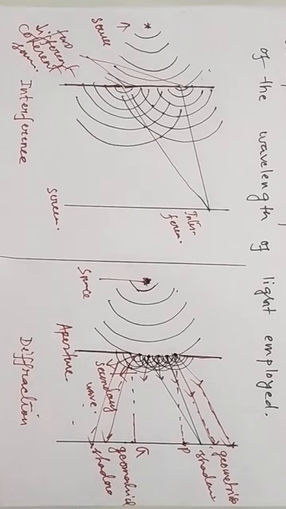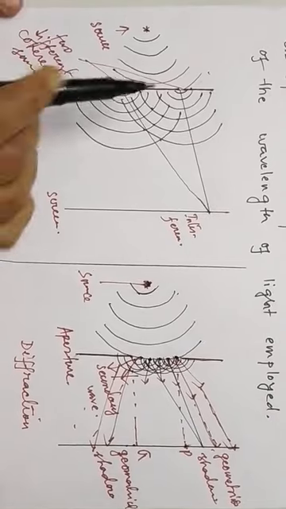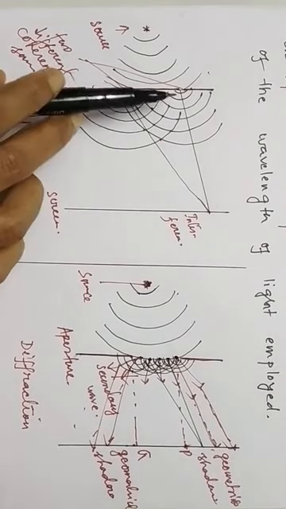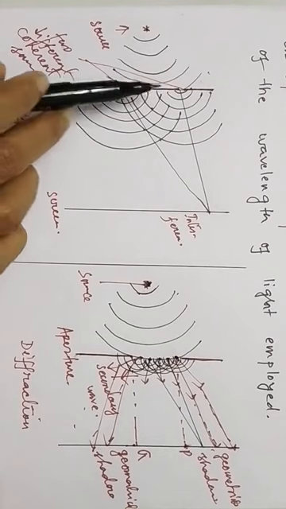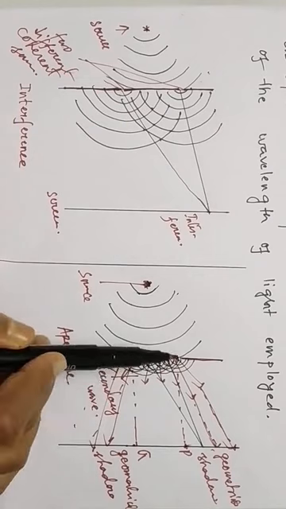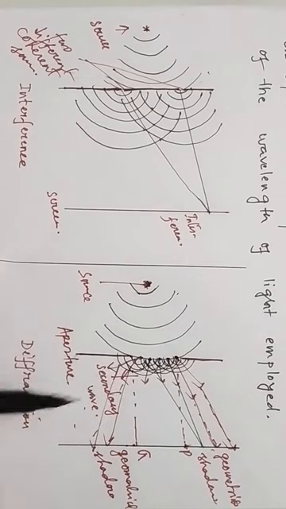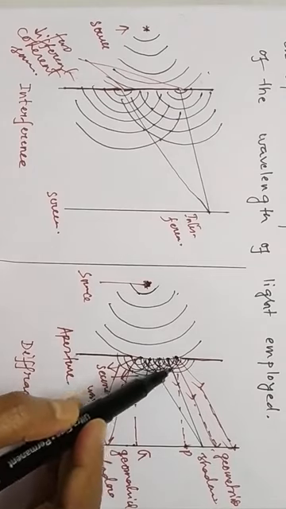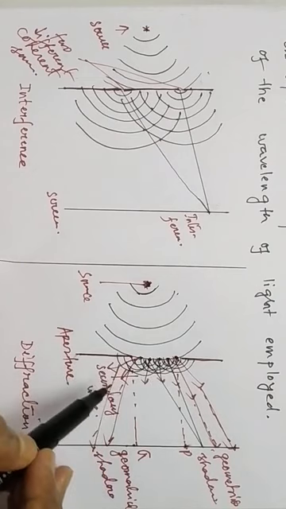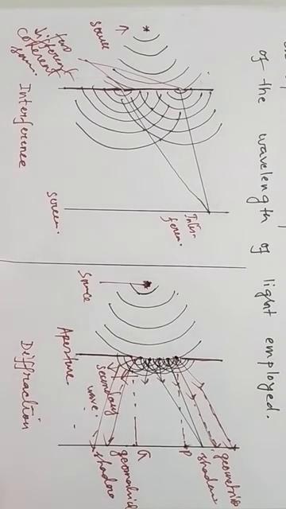So the diffraction pattern is the result of the interaction of light coming from different points on the same wavefront. In interference, we created two coherent sources by dividing the wavefront. Here, the interaction happens between secondary wavelets from different secondary point sources on the same part of the wavefront. There is no division of the wavefront.